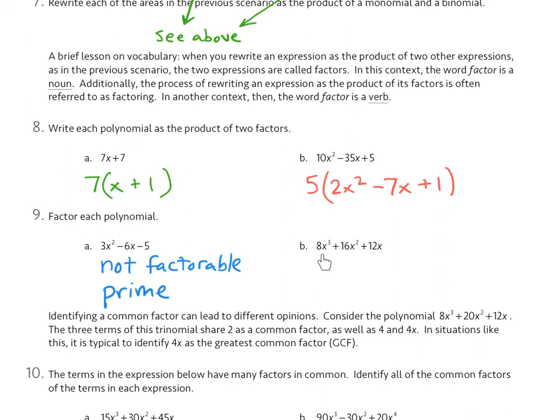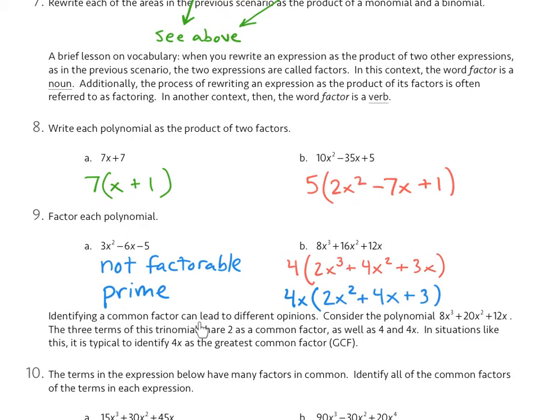Part B, 8x cubed plus 16x squared plus 12x. There are many different factors of these three terms. They are all even, so you could factor out a 2. They are all multiples of 4, so you could factor out a 4. They each contain an x, so you could factor out an x. Between 2 and 4, 4 is a greater common factor, so I'll use 4. If you factor out a 4, you get the following expression inside parentheses. You can also factor out a 4x though, so I'll show what you get if you factor out 4x.